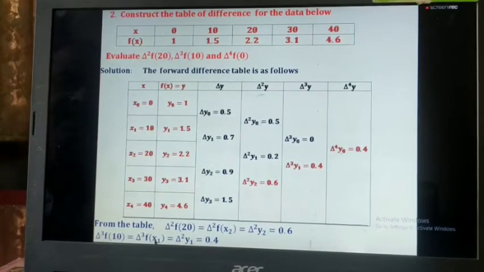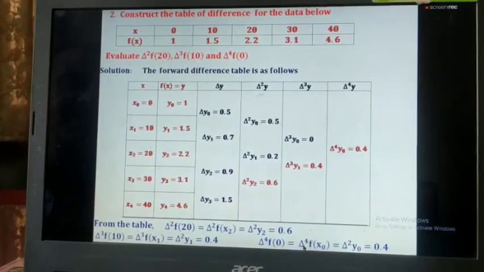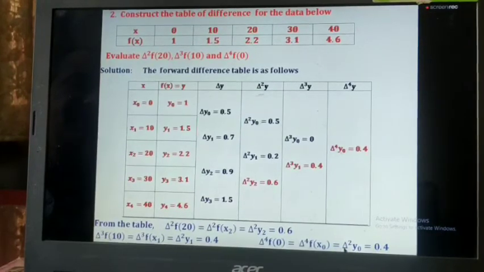Similarly, delta cube f of 10. F of 10 is x1. That is delta cube f of x1, or delta cube y1. What is delta cube y1? It is 0.4. Similarly, delta raised to 4 f of 0. F of 0 is x0. That is delta 4 f of x0, or delta 4 y0. Delta 4 y0 is 0.4. So this is the method of finding the terms.